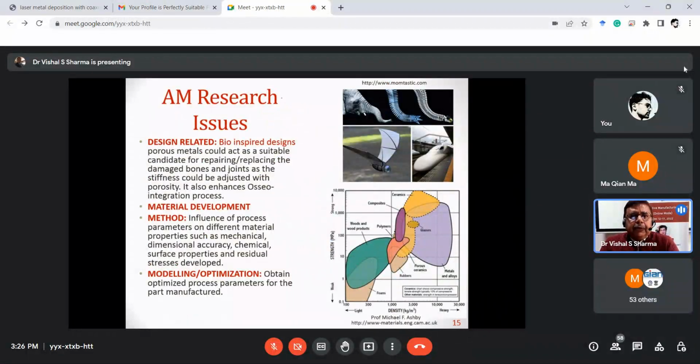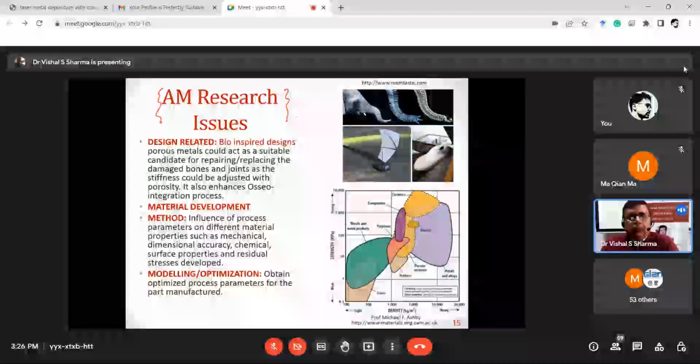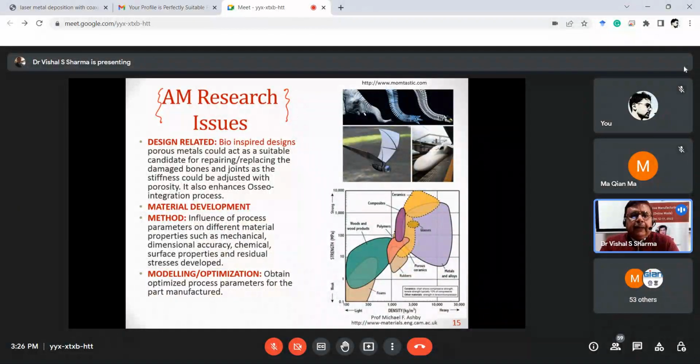Now, coming to the research issues in additive manufacturing in general, and then I will talk about what we are doing here. In general, there are 3 things involved in additive manufacturing, which I have categorized. We can perform research in the design domain, then in the material domain where we develop new materials and methods, and finally we go for optimization and modeling.